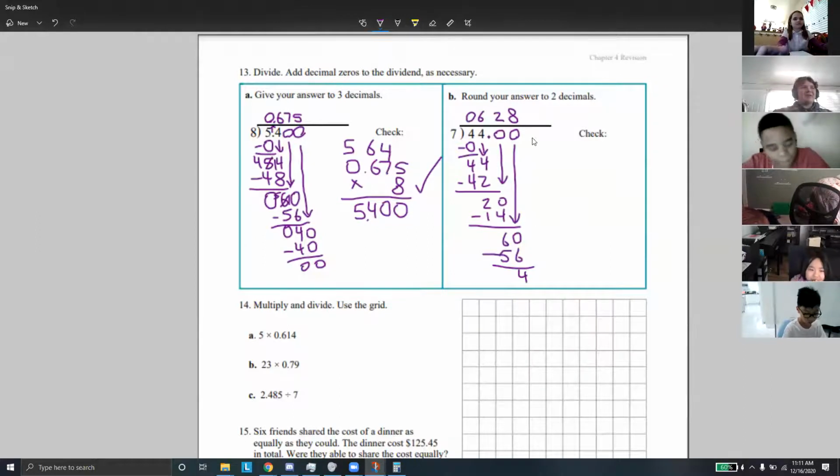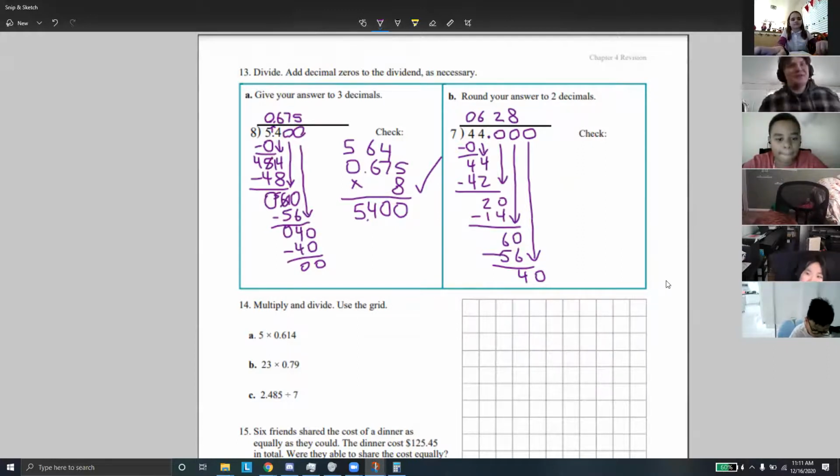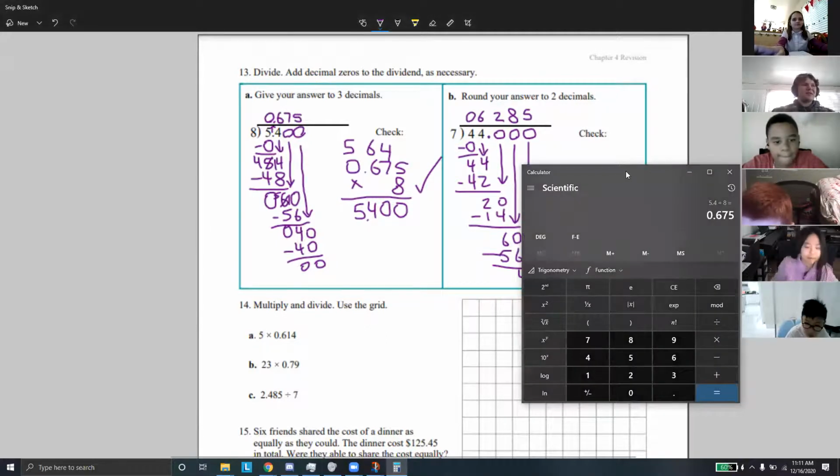Are you guys following along? Make sure you're double checking. How about this one? 7, 14, 21, 28, 35. Is it going to go even more? How much does this go? It continues on going. Are you sure?